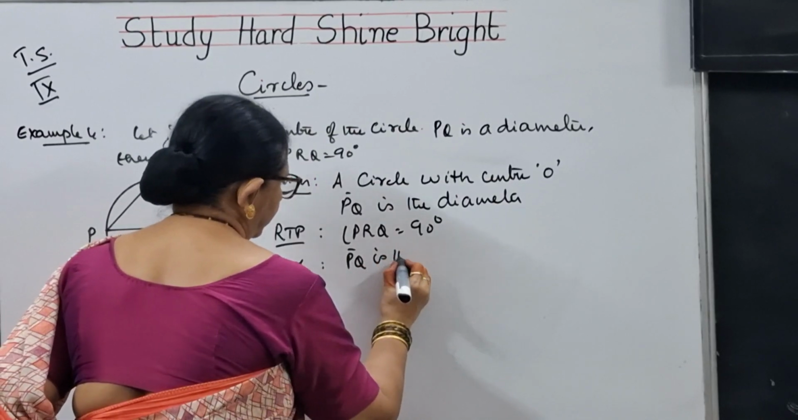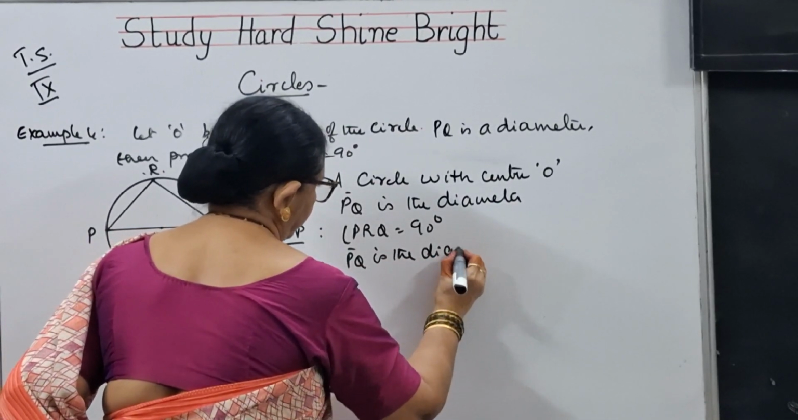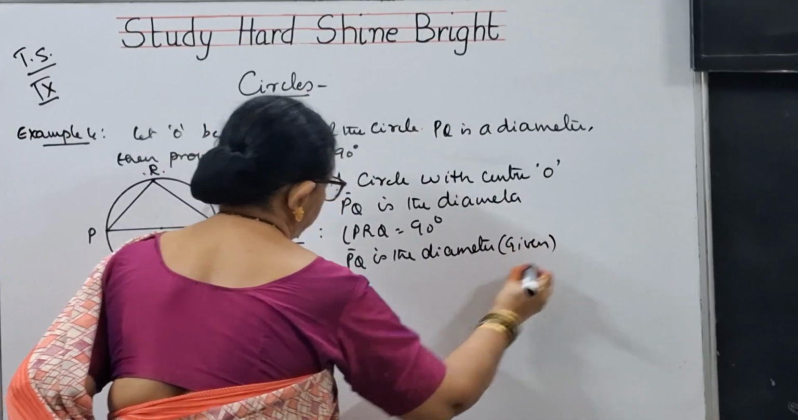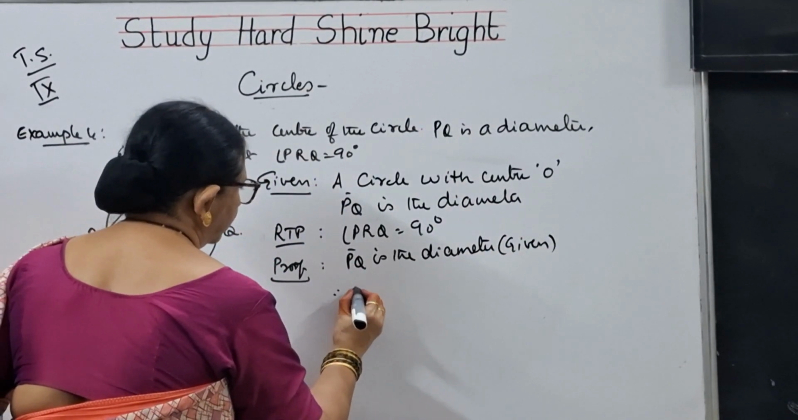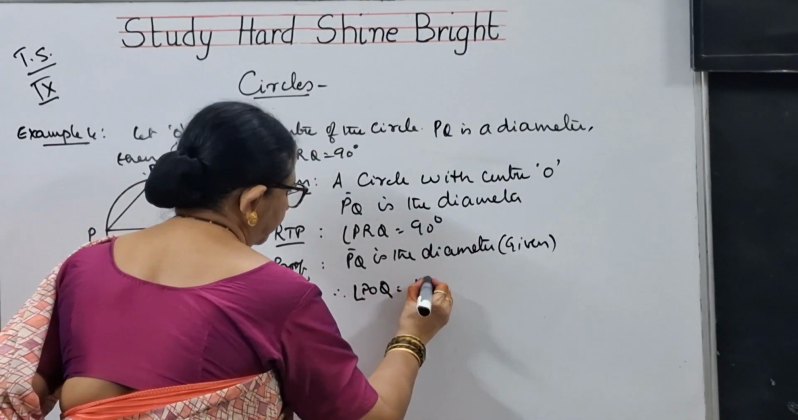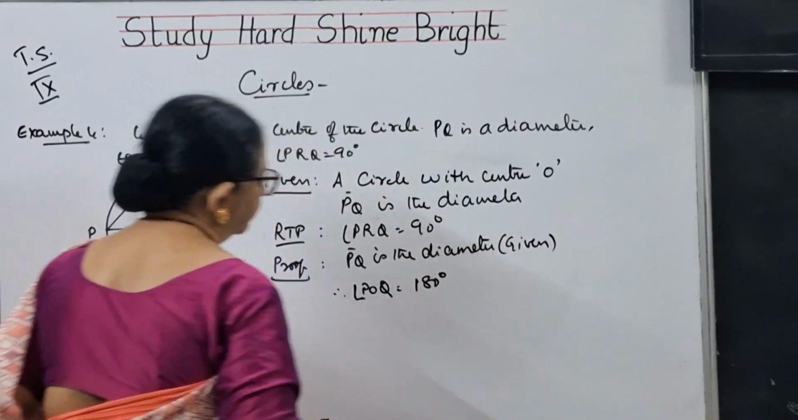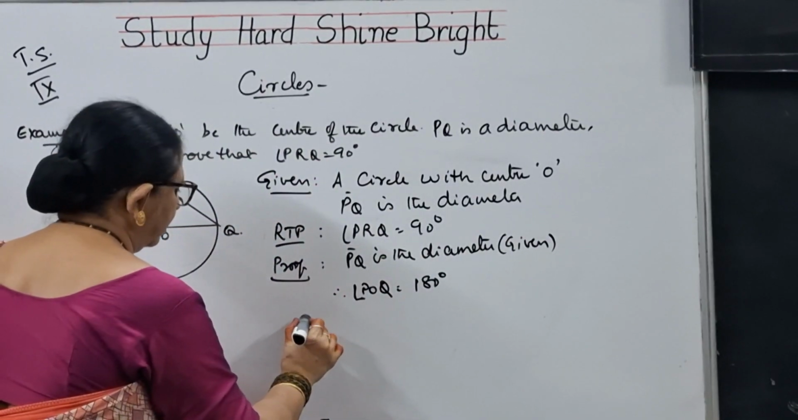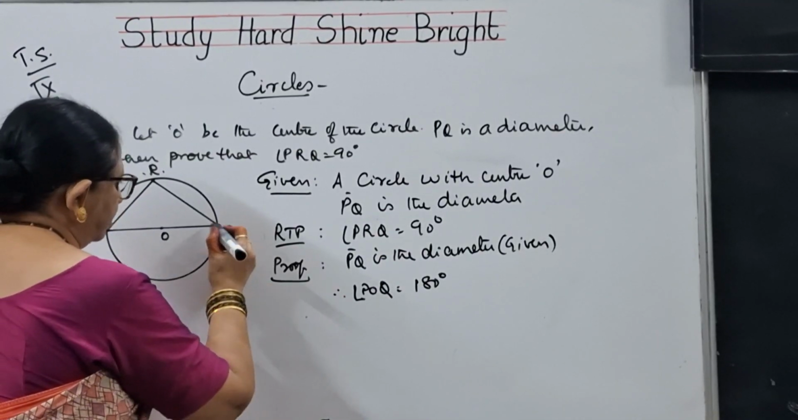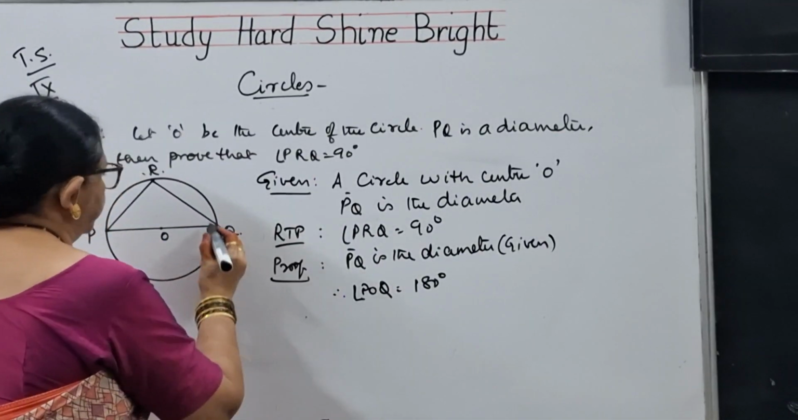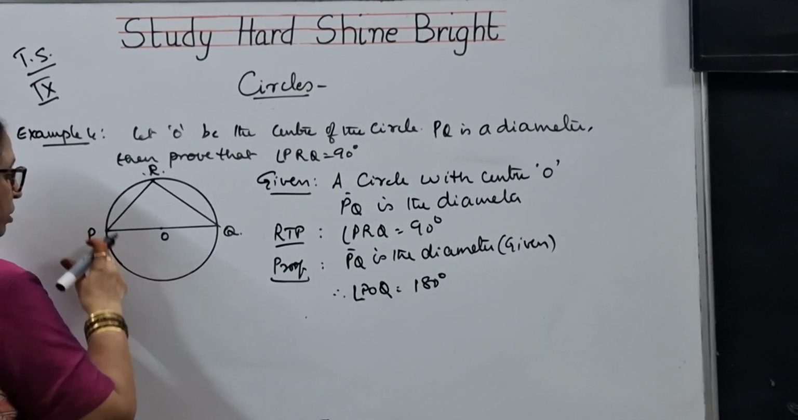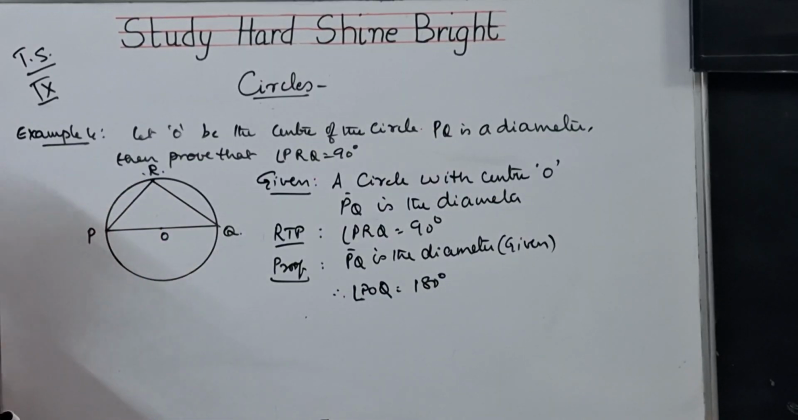PQ is the diameter. This is given to us. Therefore, angle POQ is equal to 180 degrees. So what is angle PRQ? Angle made by the same segment PQ or same arc PQ. Angle made by an arc at the center is double to that of the angle made by the same arc to the other side of the circle.